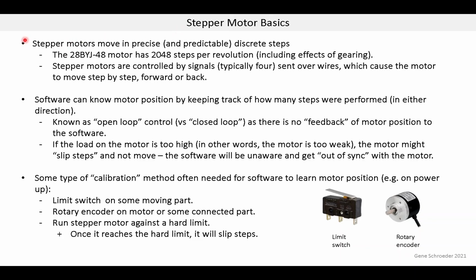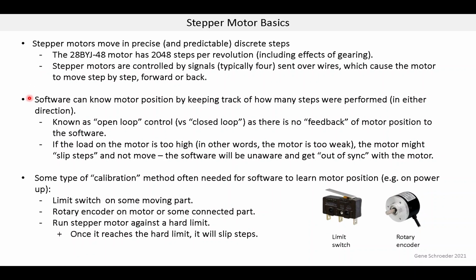So what makes stepper motors unique is that they move in precise and predictable discrete steps. Compare this to other motors which move smoothly in a continuous way. The stepper motor we're using for this course, which has this part number, has 2048 steps per revolution. This includes the effects of gearing, which I'll discuss in the next slide. Often you want lots of steps per revolution, as this gives you fine control over what you're controlling. Stepper motors are controlled by signals, typically 4, sent over wires, which cause the motor to move step by step forward or back. These signals come from GPIOs, which are controlled by your software.